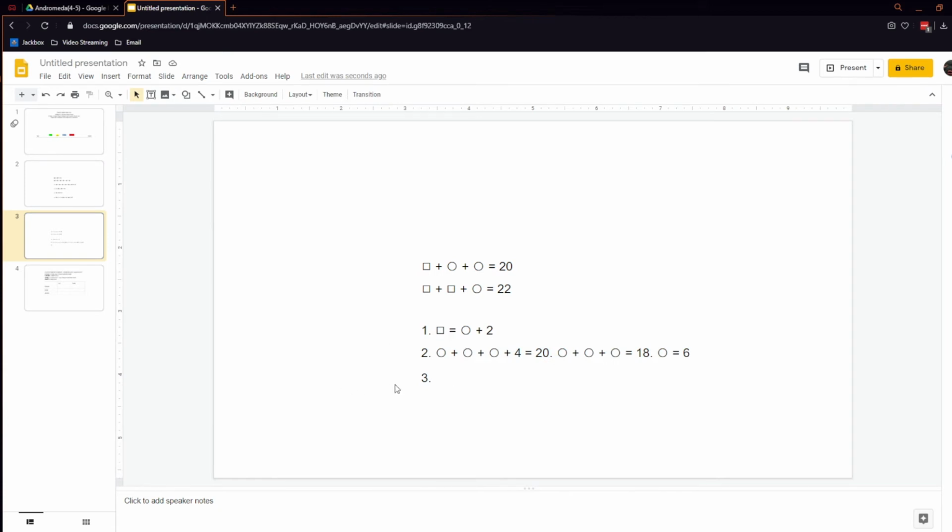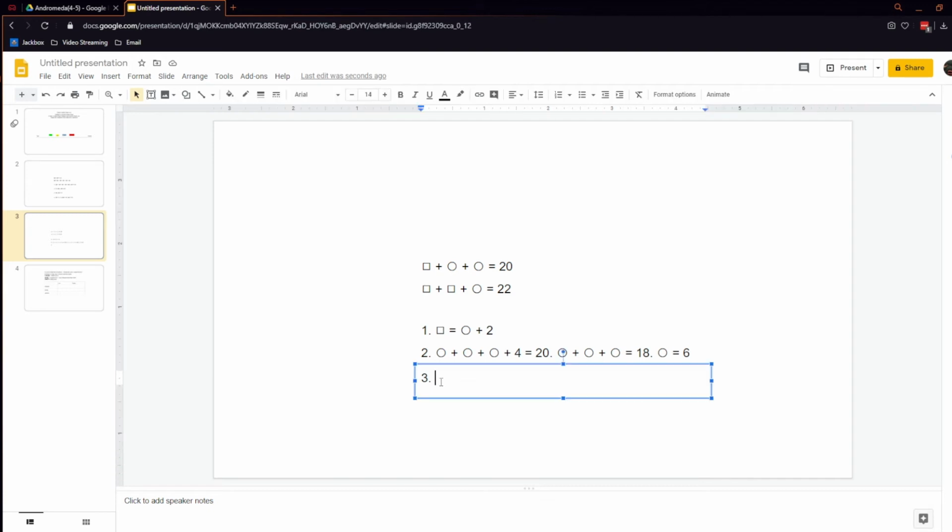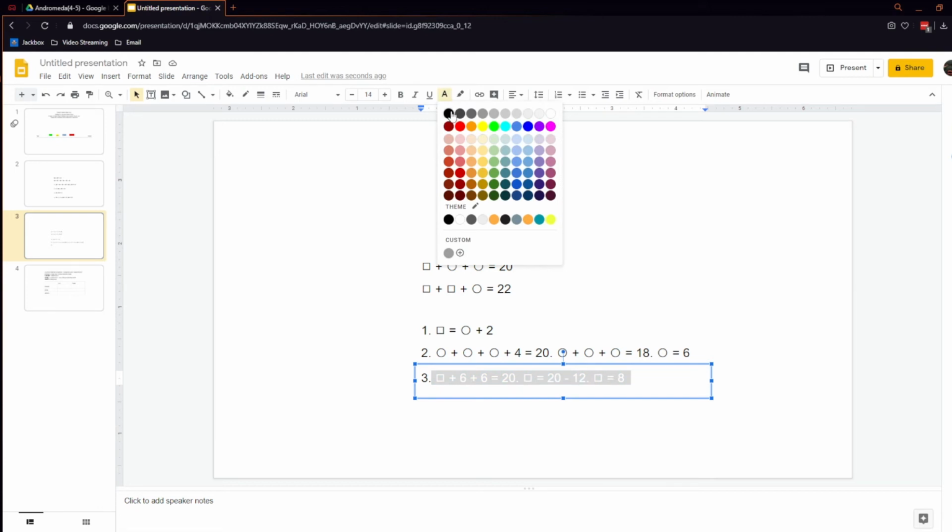Now all we have to do is go back to the first equation at the top and substitute each of those circles in for 6. So square plus 6 equals 20. From there, we can just subtract 12 from both sides, and 6 plus 6 equals 12. And then we have square equals 8.